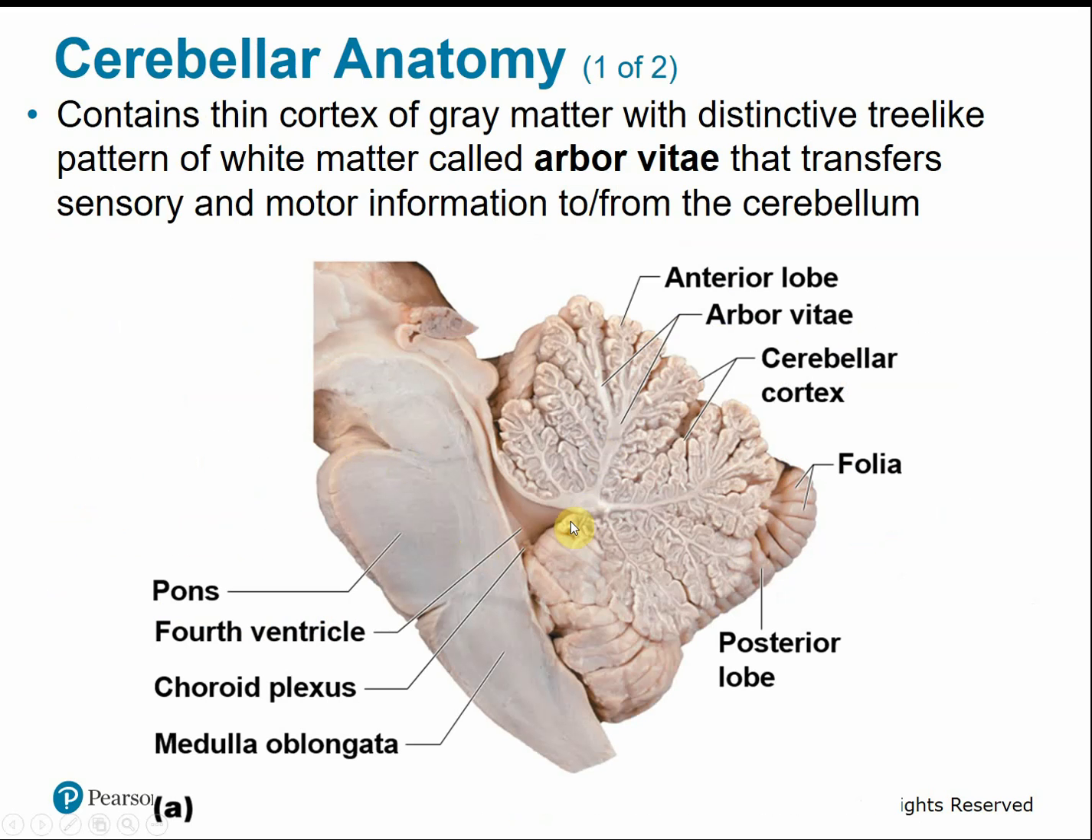So looking at a cross-section of the cerebellum, we see this unique tree-like branching pattern. So this is a thin layer of gray matter, right, with this white matter tree branching pattern. So this is called the arbor vitae. So arbor is like in Arbor Day, so it's tree, and vitae is vital, so the vital tree. So it's just going to help transfer the sensory and motor information either to and from the other regions of the cerebellum.